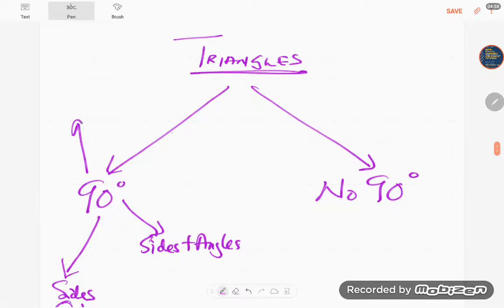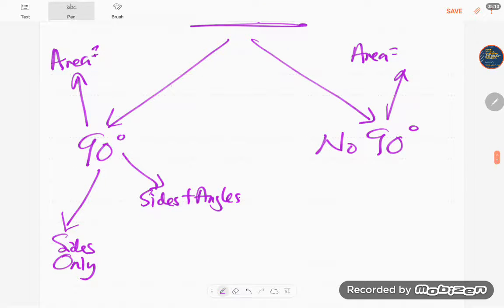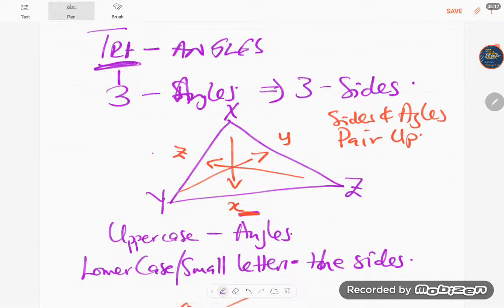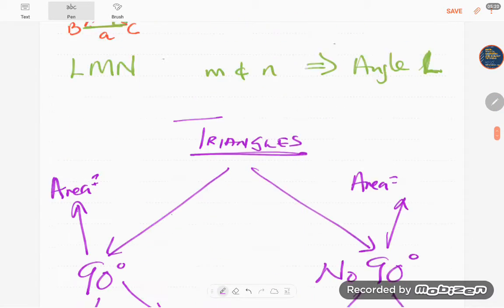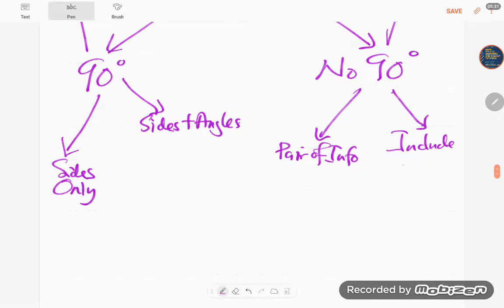And again, we need to discuss concerning the area. Same thing with this one, we'll also need to discuss concerning the area. And then concerning the no 90 degrees, there are two things that we'll need to ask ourselves: whether we have pairs of information, or we have an included angle, which we've just covered.